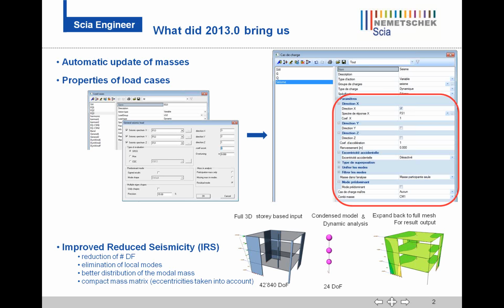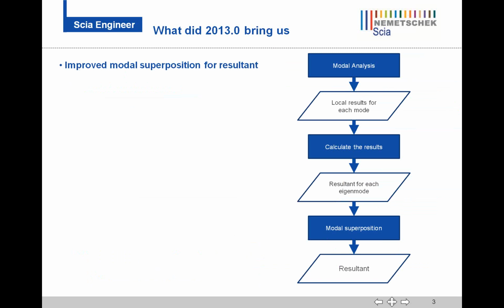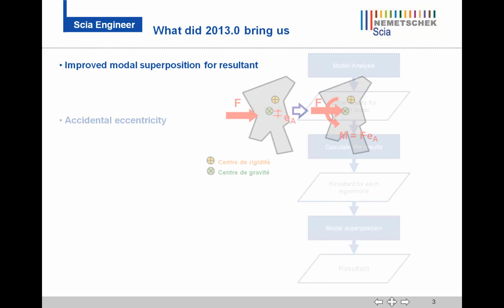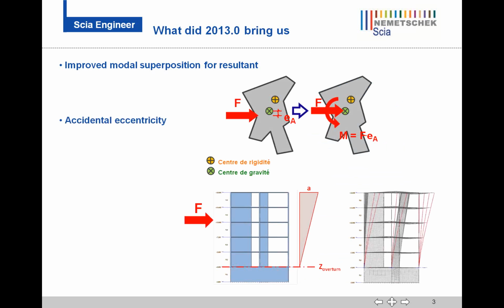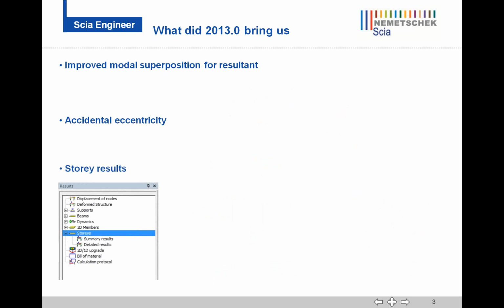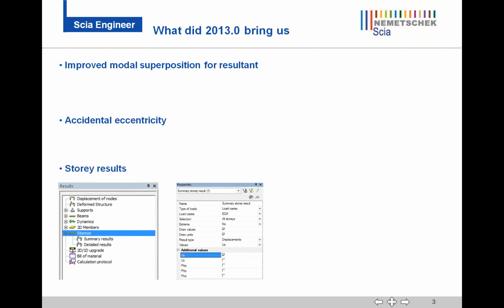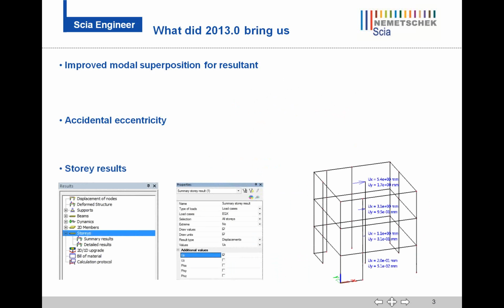It allows you to eliminate the local modes in your system, and also leads to a better distribution of the modal mass. Using this compact mass matrix, you can get faster results, which are then extrapolated into the original loads and give you a first impression of how your building behaves under seismic loads. What else did we do in 13.0? Also improved modal superposition for the resultants. And we had some accidental eccentricities introduced into the software. And story results, results per story, where you could specify which values you wanted to see on the structure.